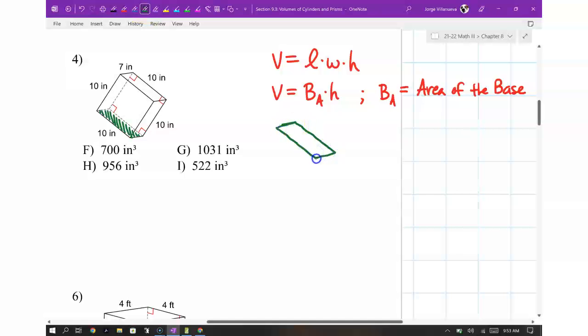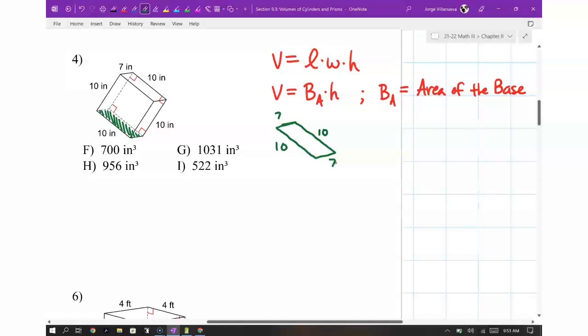The green portion. I know this is 10, right? So the side that has a 10, I know there's two sides that are 10 and 10 right here, right? Like this would be 10 as well. What is the length of the other two sides? Can you tell me? 7, right? So what is the area of that base?